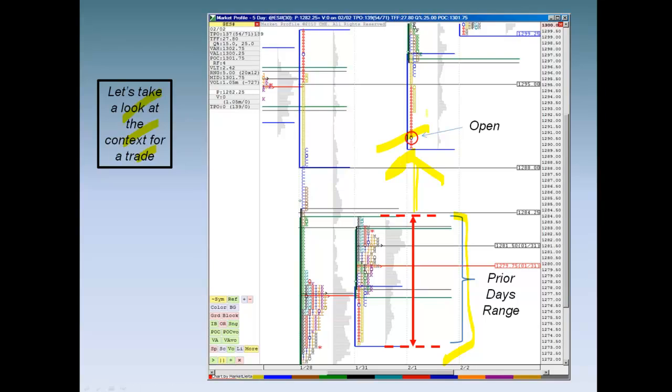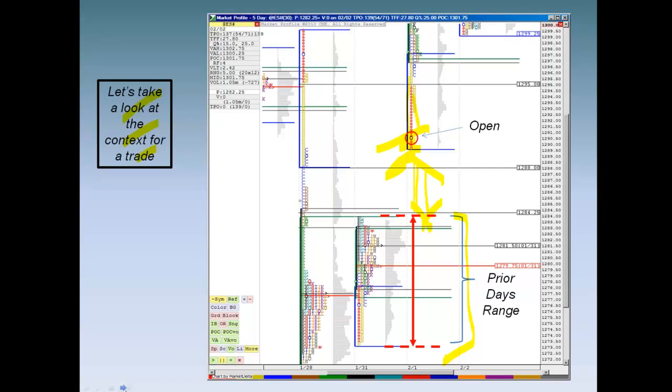And immediately I take a look. How many prints did I have below the open? Only 2. All right, I'm opening outside of range. I only get 2 prints below and one heck of a test drive. All right, it looks like we're going to have a trend day on our hands. We certainly didn't move back towards the old value area. We're moving in this direction. I'd be in this market as soon as I can.